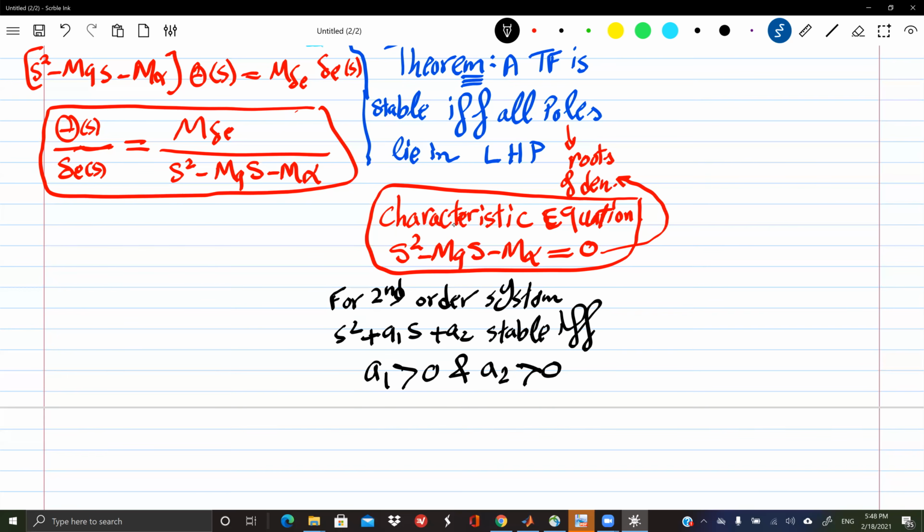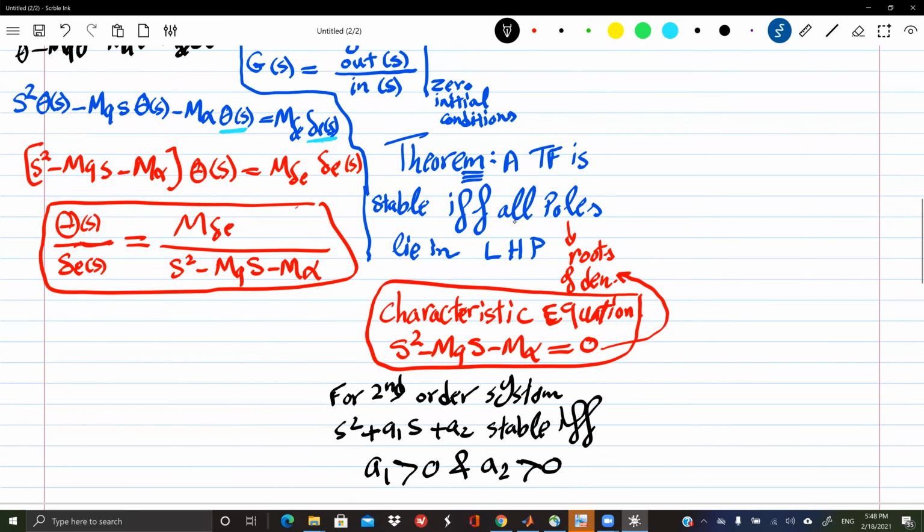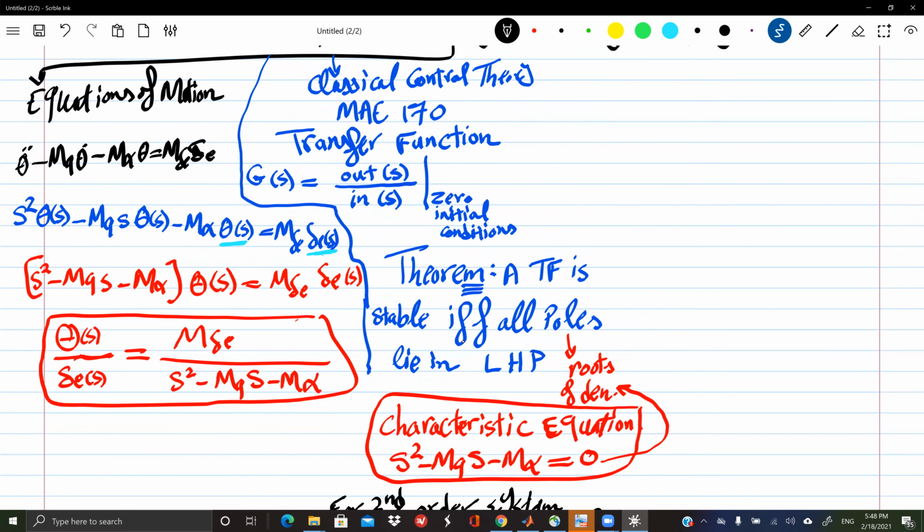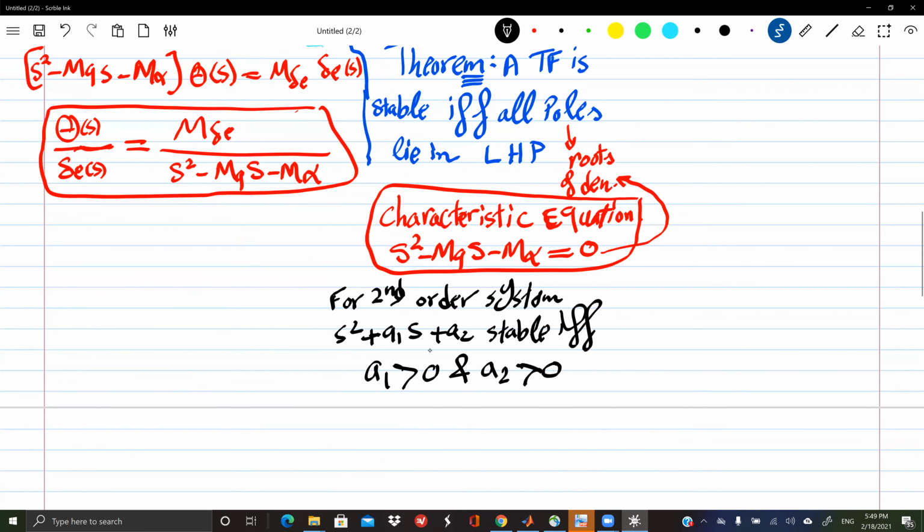So the theory here, this theorem, says that the transfer function is stable if and only if all poles lie in the left half plane. This is generic. Give me a transfer function that's second order, third order, or ninth order. It does not matter. Solve for all your poles. They must lie in the left half plane. If you have a second order system, this condition becomes simpler. We know that if A1 and A2 are positive, the poles will lie in the left half plane.